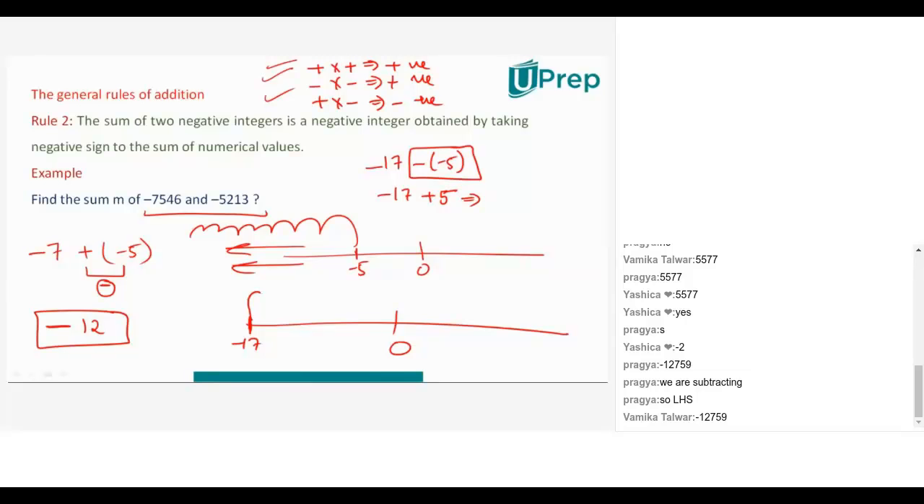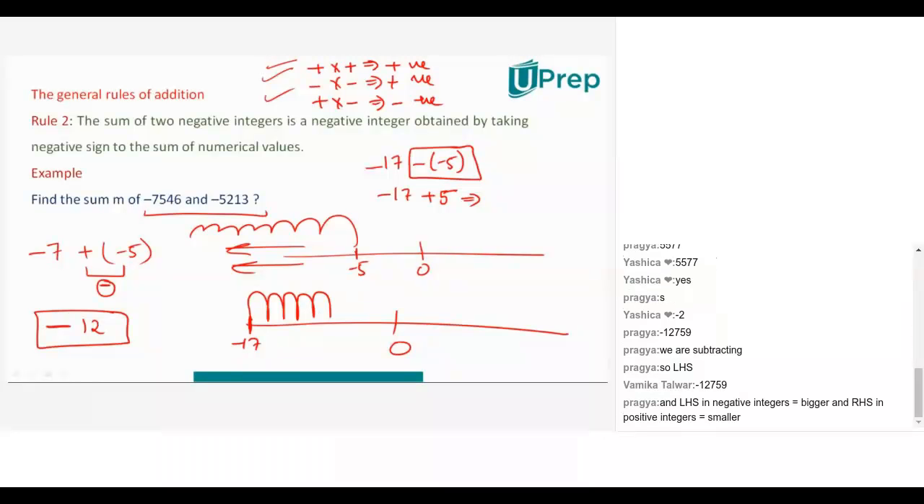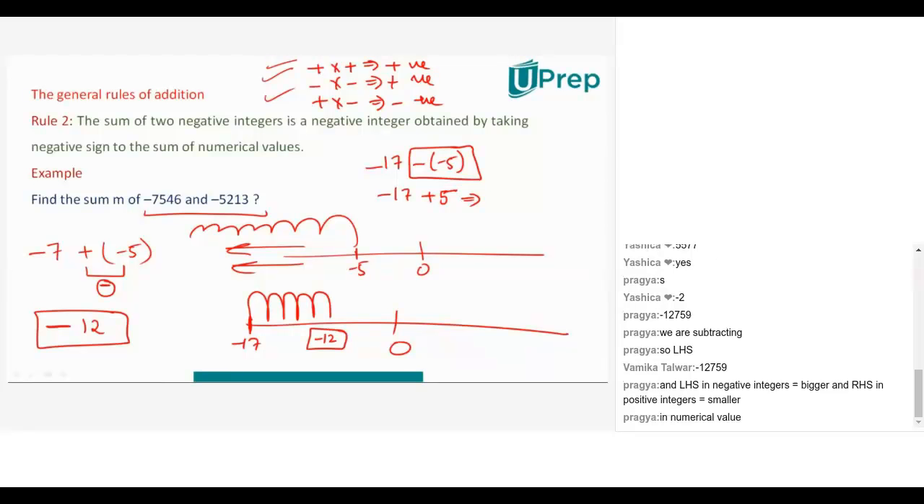What do I get? I have minus 17 somewhere over here. If I am adding 5, that means I'm moving 5 to the right. 5 jumps to the right. Are you able to imagine? So when I move 5 to the right, won't I end up at minus 12? Yes or no? Yes, sir. Are you now clear? Try to imagine where we are jumping. Are we jumping to the right? Are we jumping to the left? Where are we jumping? Alright? Are you clear with this?